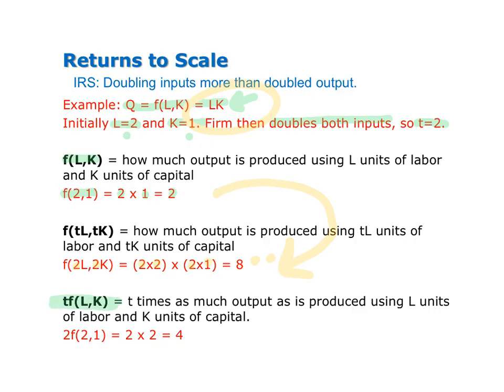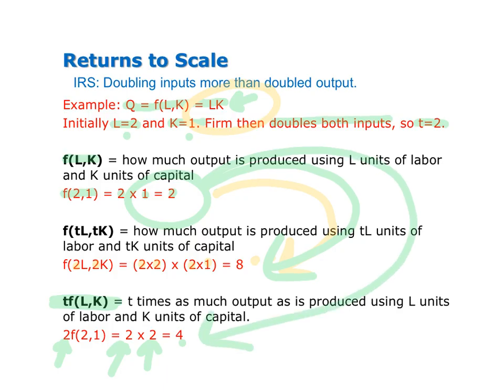This right here, again, is a base of comparison. So what we're doing here is we're saying, what is 2 times the original output? Well, the original output was 2. So 2 times 2 is 4. In this scenario, doubling all of the inputs quadrupled the output, which is, of course, more than just double the output.